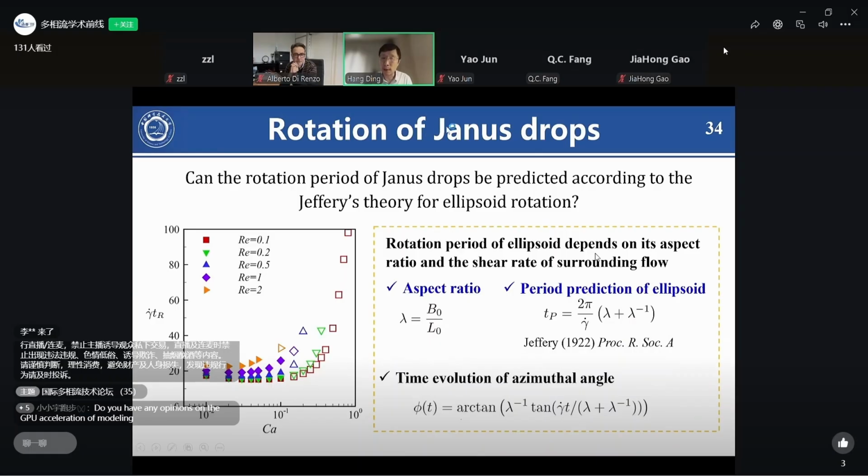So let's revisit the Jeffery theory. For example, for an ellipsoidal droplet, you have an aspect ratio defined as lambda in this way, and its rotation period would have a form like this. It's related to the shear rate and aspect ratio. Then the time evolution of the azimuthal angle phi should have this expression here.